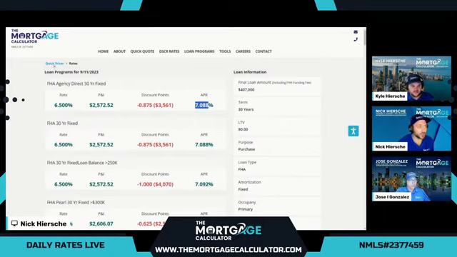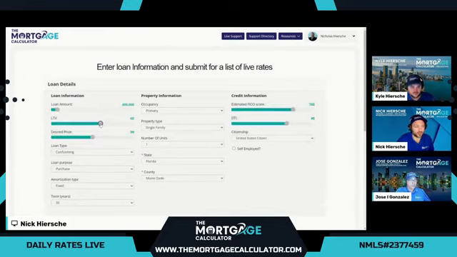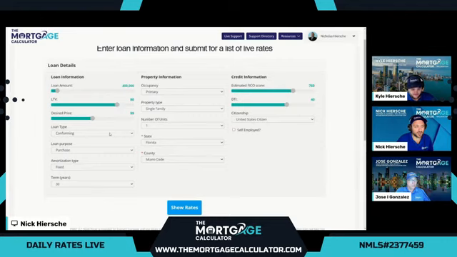Now, where we really specialize is if our customer doesn't qualify for either of the standard programs. Many other banks or lenders may not have other options, but we specialize here at the Mortgage Calculator in expanded guidelines, also known as non-QM. So we have over 5,000 additional loan programs under this type where we can qualify our customers with alternative income.